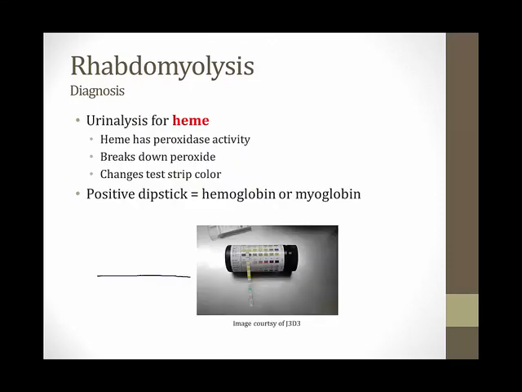If you do a dipstick test of the urine, like I've shown on the screen here, it will be positive for heme. Remember that there is heme in myoglobin, and myoglobin is present in the urine in patients with rhabdomyolysis. The way this test works is that heme has peroxidase activity, which means it can break down peroxide, and this changes the test strip color when you do a urine dipstick test. So a positive dipstick for heme means either hemoglobin or myoglobin is present in the urine.